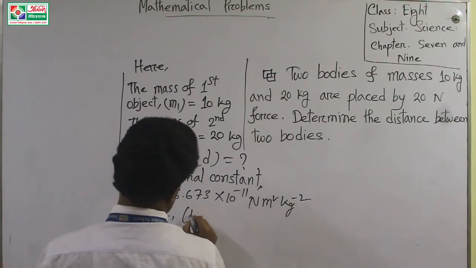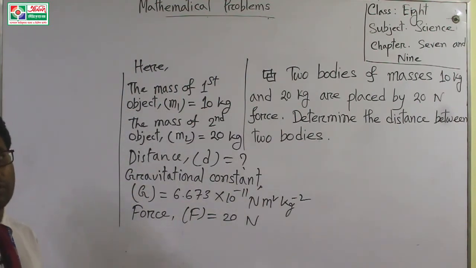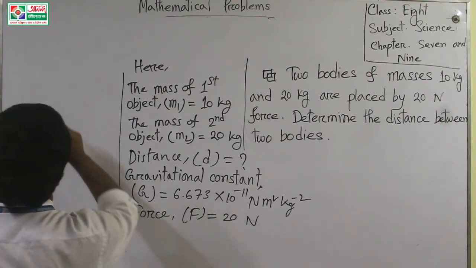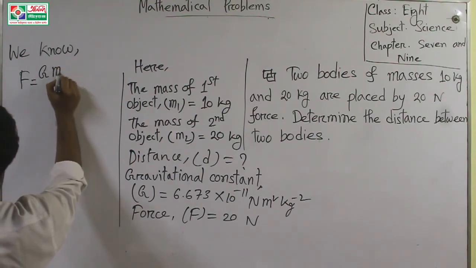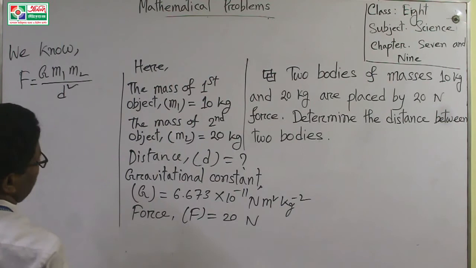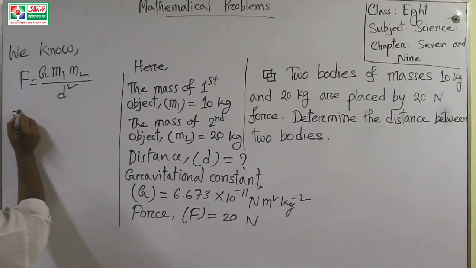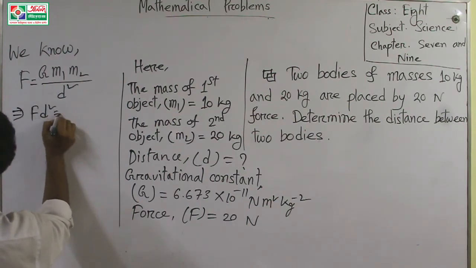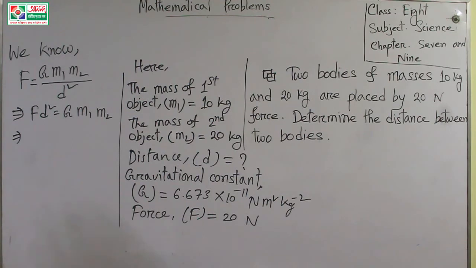Force is expressed by capital F, F equal 20 Newton, and we can easily find out the value of distance between two bodies. We know F equal capital G m1 m2 divided by d square. In this case we will do cross multiplication. F d square equal capital G m1 m2. In this case capital F into d square stay in multiple form, and we will find out the value of only d.